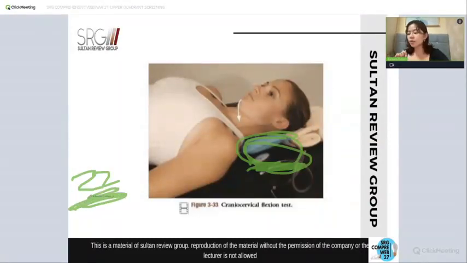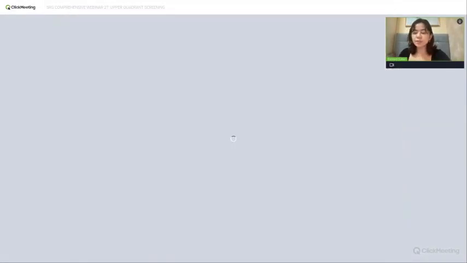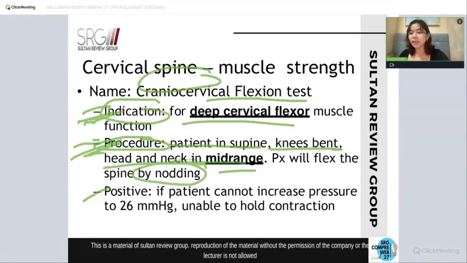nodding. So nodding siya ha. So nodding is like this. Not chin tuck. Magkaiba po yun. Kung hindi mo makita sa leeg ko, nodding is like this. Ang chin tuck is paloob. Kasi ang tinitingnan natin is the deep cervical flexor, di ba? Flexor. When you chin tuck palikod, you're not flexing. When you nod, you are flexing po. So you need to be very careful also with the action of the patient. So nodding po. Patient will flex the spine by nodding.